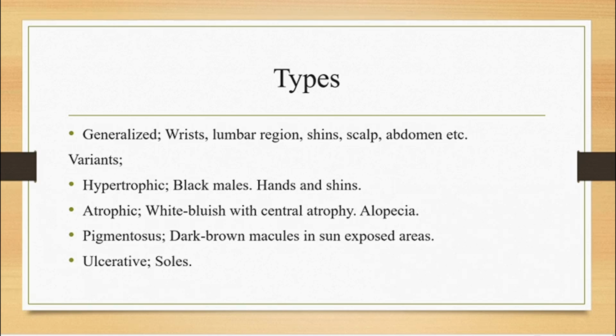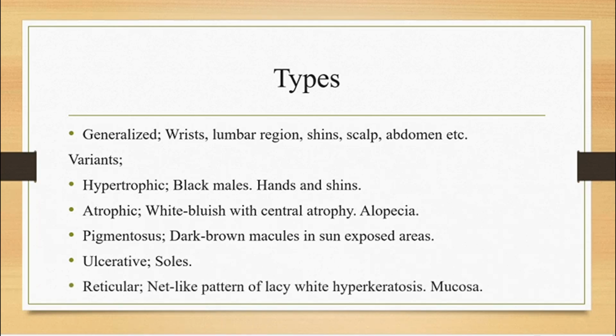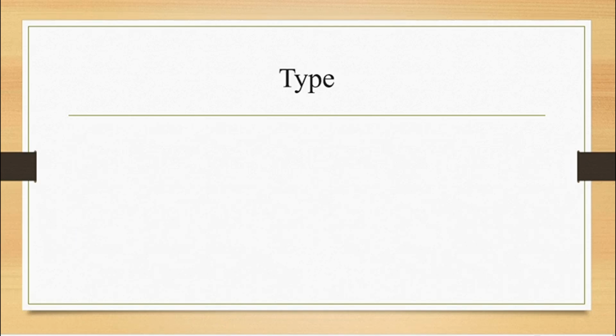They require skin grafting. Reticular is a net-like or reticulate pattern of white hyperkeratosis on the buccal mucosa, the lips, tongue, and the gingiva. They can also affect the nails with longitudinal splintering. There are forms like follicular, vesicular, and actinic.